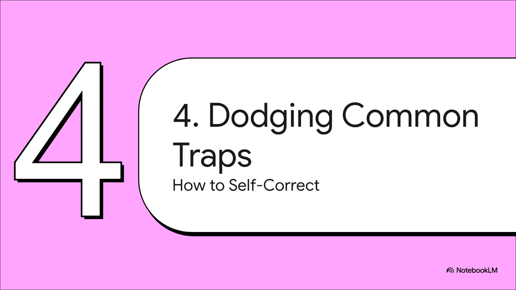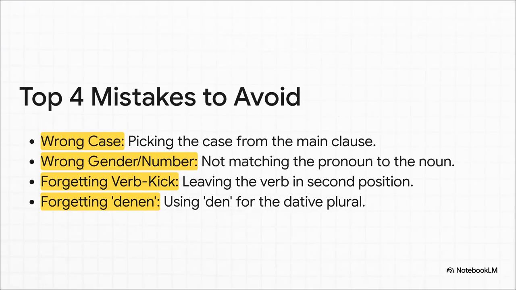Now, I'm going to be real with you. When you start using these, you are going to make mistakes. Everybody does. It's just a normal, totally necessary part of learning. So let's get ahead of the game and look at the most common traps so you know what to watch out for. These are the big four. Number 1, by a long shot, is picking the case based on the main sentence instead of the little clause. Number 2 is not matching the gender or number correctly. 3 is forgetting that all-important verb kick. And 4 is forgetting about that special dative plural form, denen. But seriously, that first one is the one we really need to nail down.